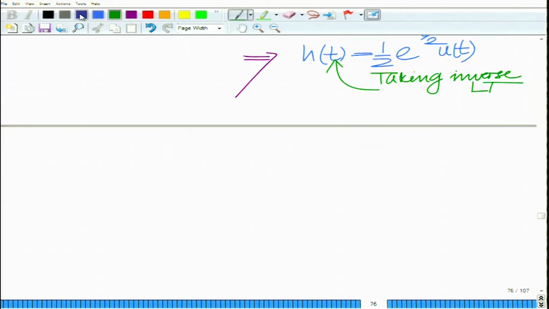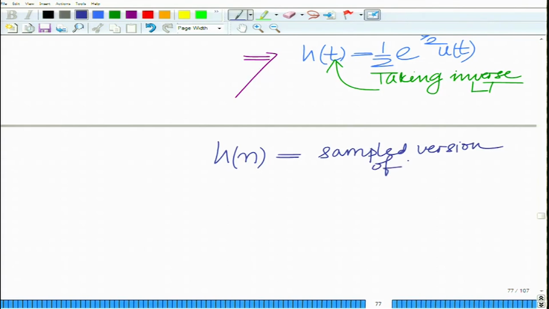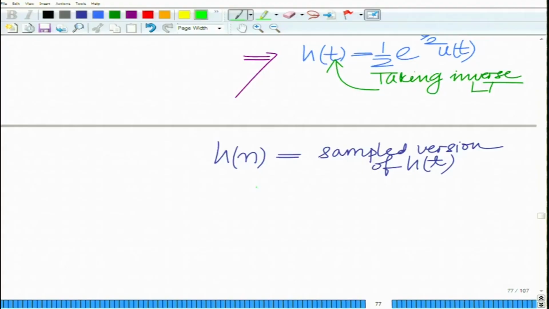And remember, h[n] is obtained by sampling this h(t), with sampling duration Ts. When you sample it, you obtain the discrete time impulse response h[n]. Now if you look at this, it is very simple. Let us call this h tilde[n]. h tilde[n] equals h(nTs), to distinguish them, where h is the continuous time impulse response.